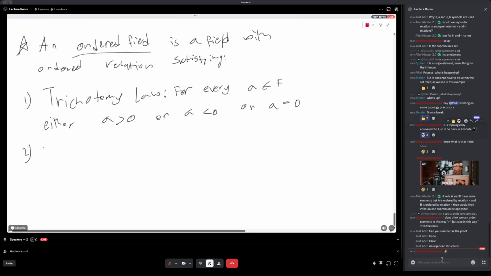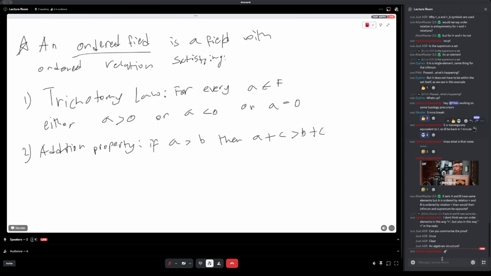Then the next thing we have is the addition property, which says that if A is greater than B, then A plus C is greater than B plus C, where C is any constant you add to both sides.